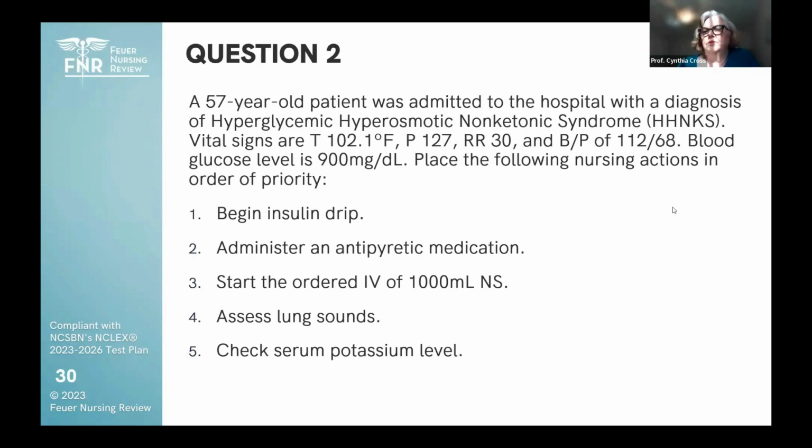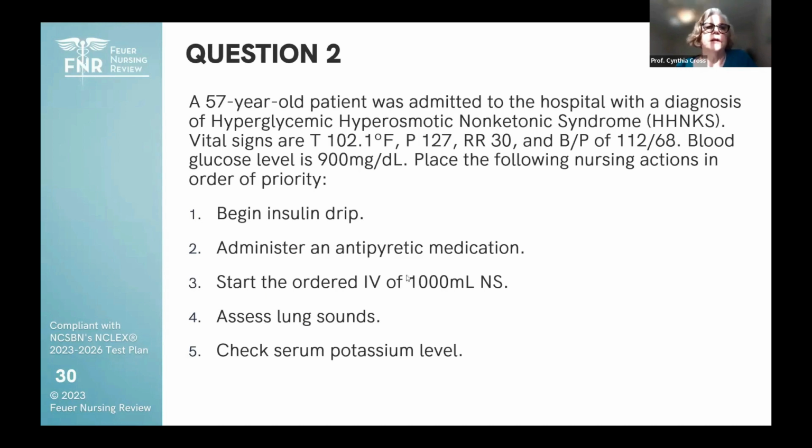When you look at these questions, you want to think, okay, what do I know about somebody that's in an evolving diabetic crisis? And which thing am I going to want to put first? You have your insulin drip, that's appropriate. Your antipyretic, yes, I want to get the temperature down. IV fluids, what do we know about these patients? They diurese, right? They come in profoundly dehydrated. Assess lung sounds. We said after your interventions you will want to assess. Check serum potassium levels. So all of those are important, right?